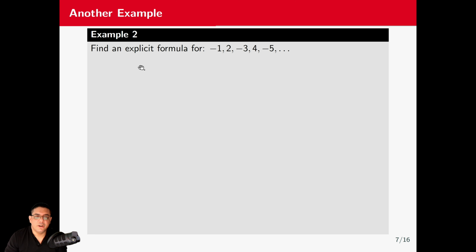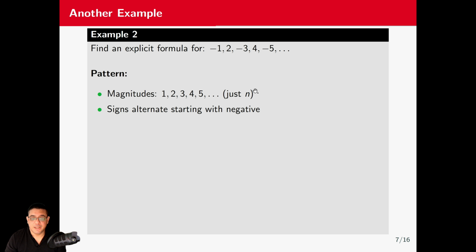Now, let's see another example here. Let's find an explicit formula for minus 1, 2, minus 3, 4, minus 5. Notice that we have 1, 2, 3, 4, 5. So we can think that this is an n. A of n is just n. It will start from 1. But then, because we have alternating signs, we've got to make sure that the signs start alternating with a negative. So the magnitude is just 1, 2, 3, 4, 5, so just n.